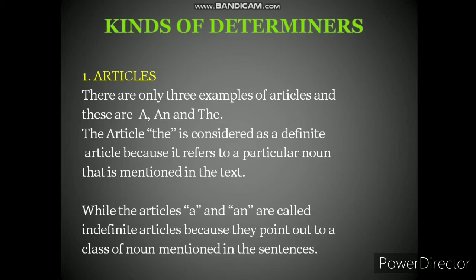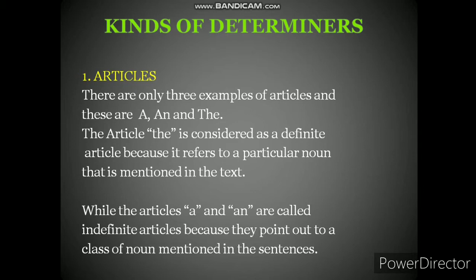Articles. There are only 3 examples of articles, and these are a, an, and the. The article the is considered a definite article because it refers to a particular noun that is mentioned in the text, while the articles a and an are called indefinite articles because they point out a class of noun mentioned in the sentences.